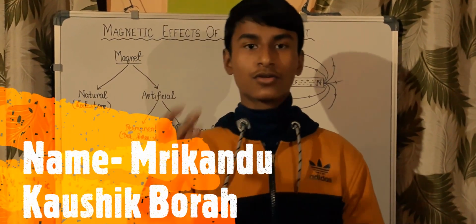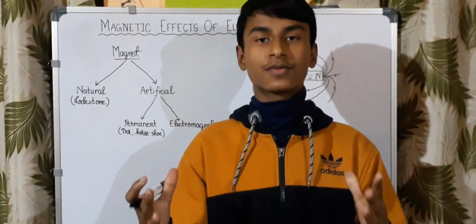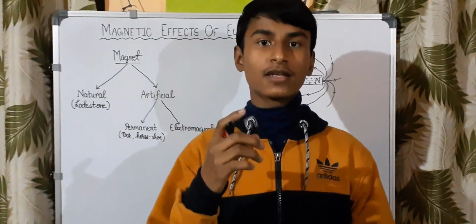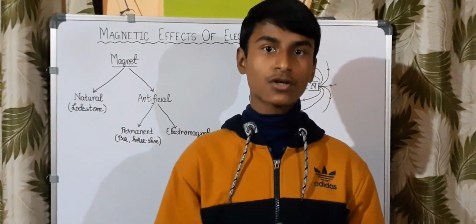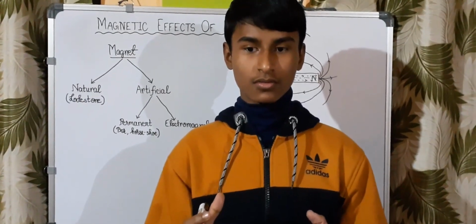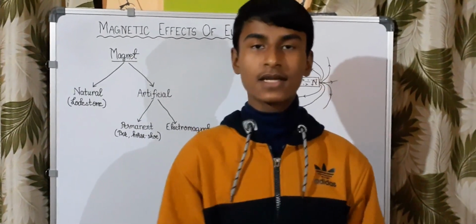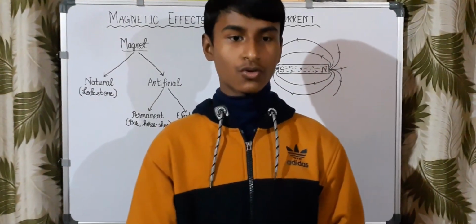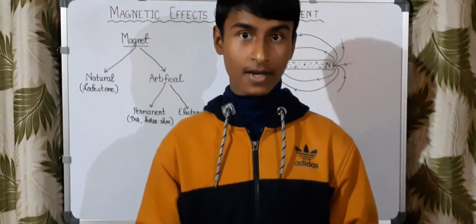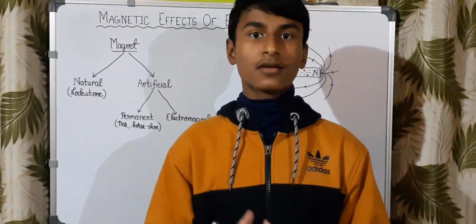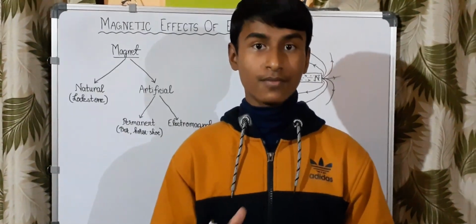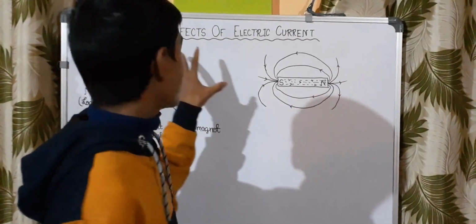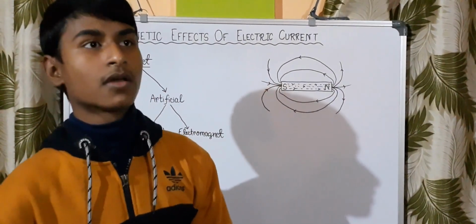So hello everyone, today I am going to explain a very important chapter of class 10th science, and the name of the chapter is magnetic effects of electric current. As we have got in the previous classes, electricity has three major effects, and those are heating effects, magnetic effects that we will learn today, and the chemical effect. So the name of the chapter is magnetic effects of electric current.